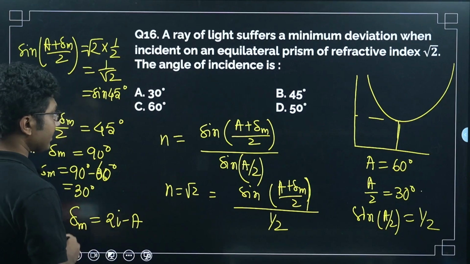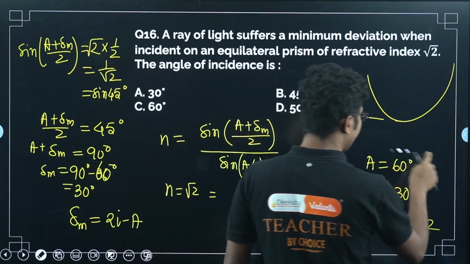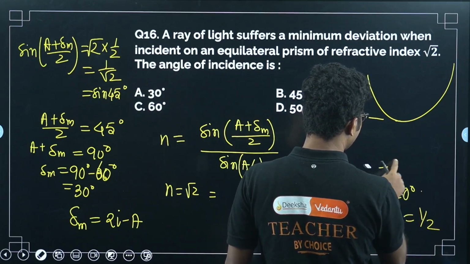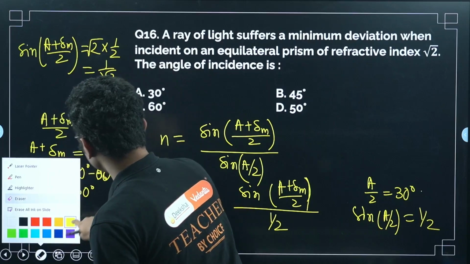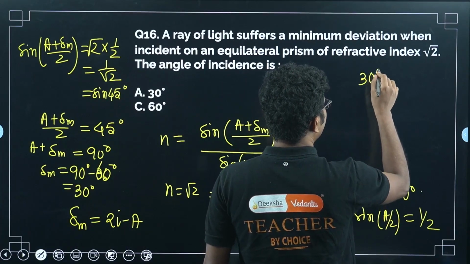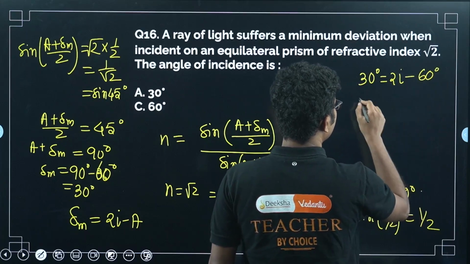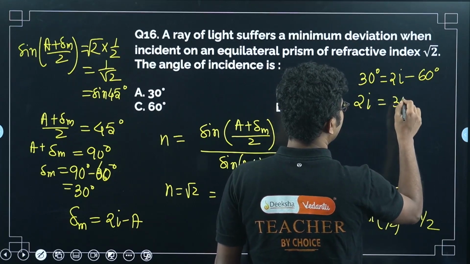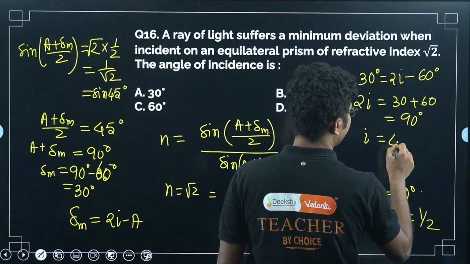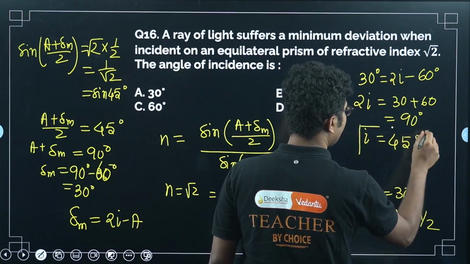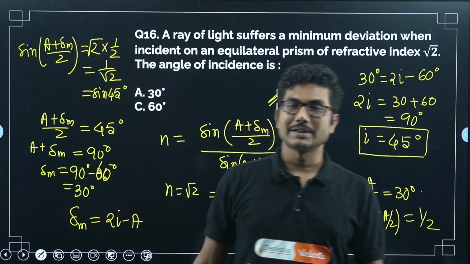So, the minimum angle of deviation we have calculated is 30 degrees, right? And A is for an equilateral triangle, so A should be 60 degrees, right? So, let us put those values and calculate it. 30 degrees equals 2i minus 60 degrees. Okay. So, 2i is 30 plus 60, that is 90, that is i equals 45 degrees. Okay. Any confusion, any doubt, you can mention that in the comment below, but this is the correct answer.